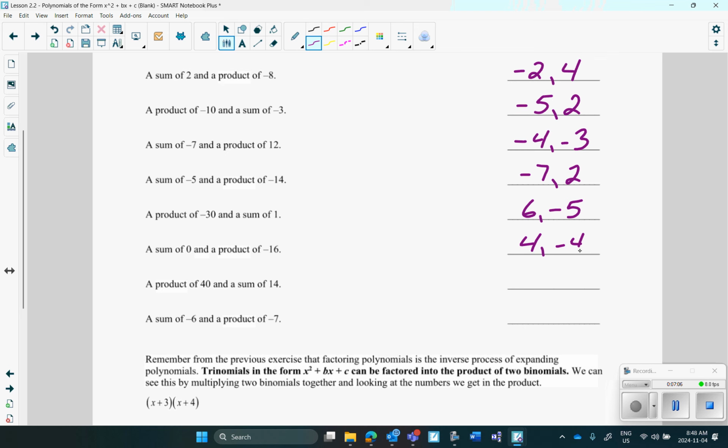Product of 40, sum of 14. 4 and 10. Sum of -6, product of -7.